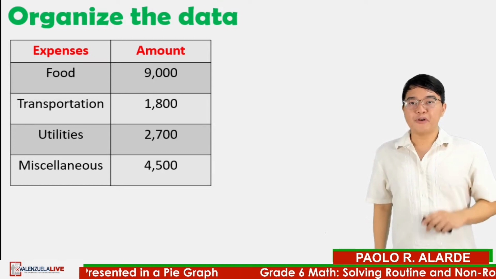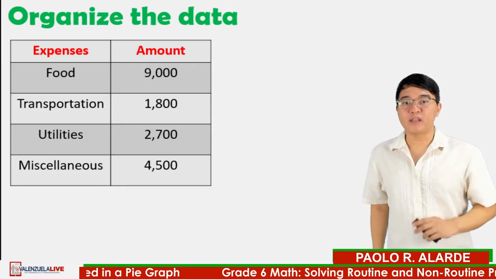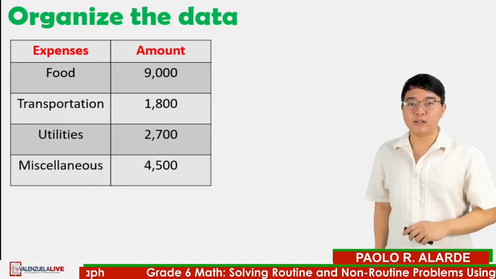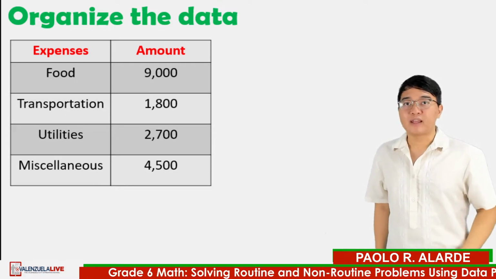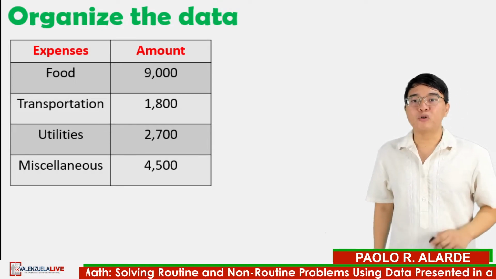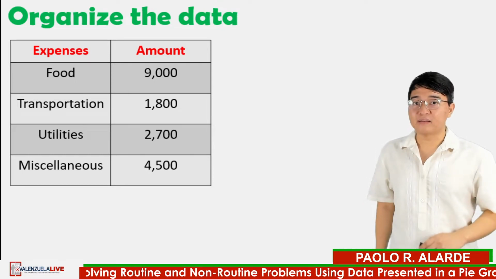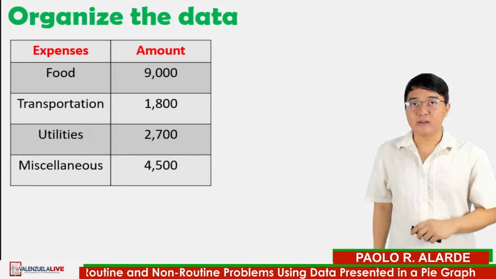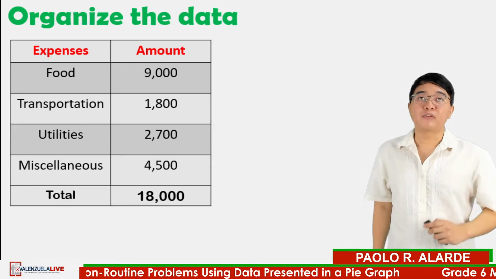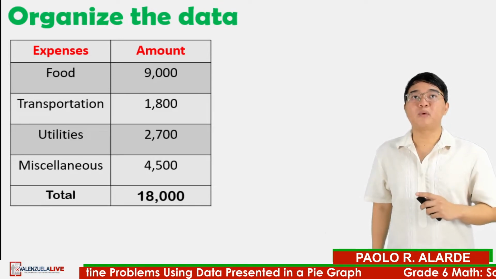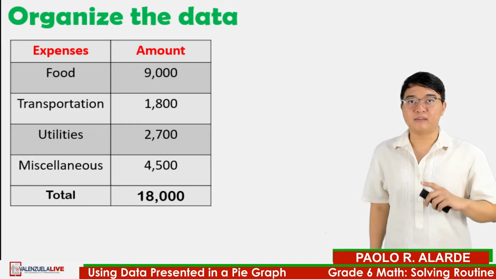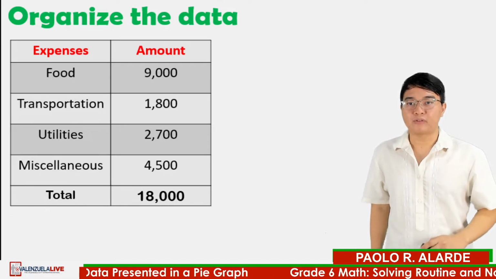Now, on the third column, we are going to convert each amount into percent form to determine what percent of a whole each category represents. But before that, it is important to know the total amount spent for all the expenses. So by adding or summing all the expenses, we will get 18,000 pesos. 9,000 plus 1,800 plus 2,700 plus 4,500 is equal to 18,000 pesos.